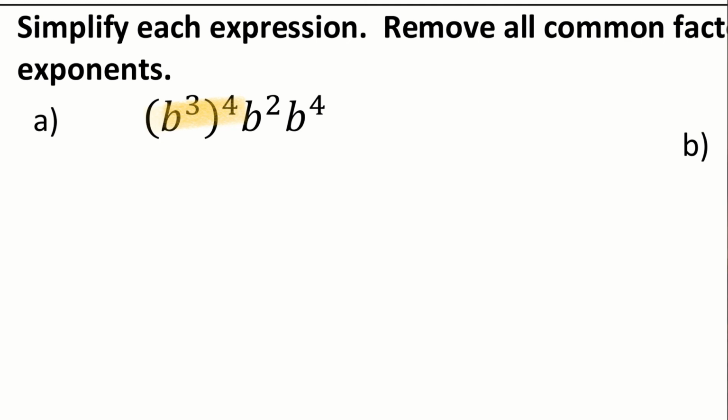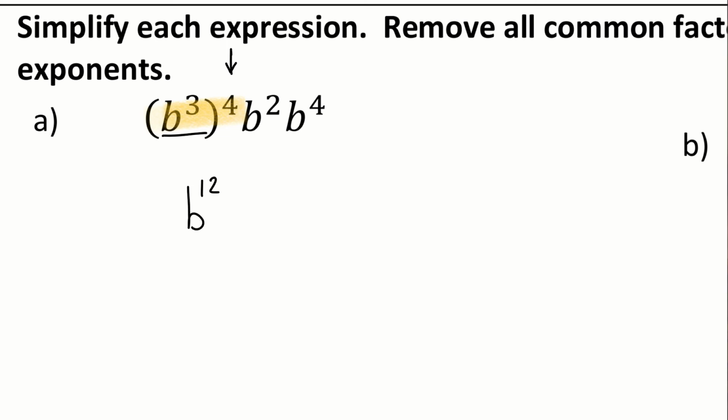Well, remember, this means that I have exactly four sets of factors that look like this: a b to the third, a b to the third, a b to the third, a b to the third. When I raise a power to a power, the shortcut is I end up multiplying these exponents. If I write them all out, I can count them. There are exactly 12 factors of b here. So the first thing I'm going to do is replace that with b to the 12th power.